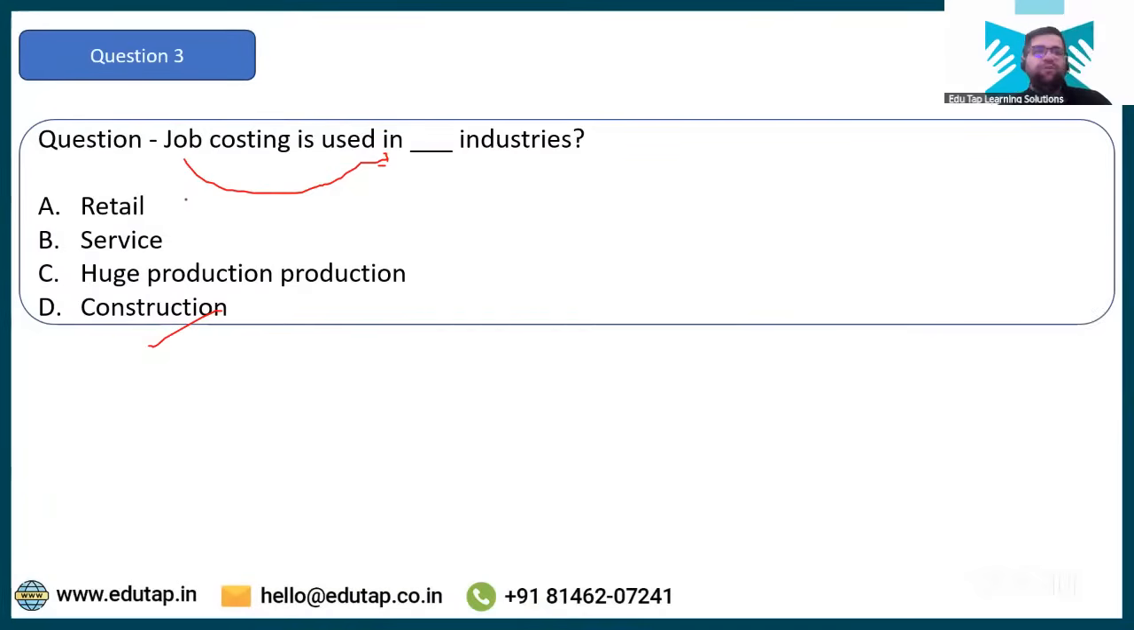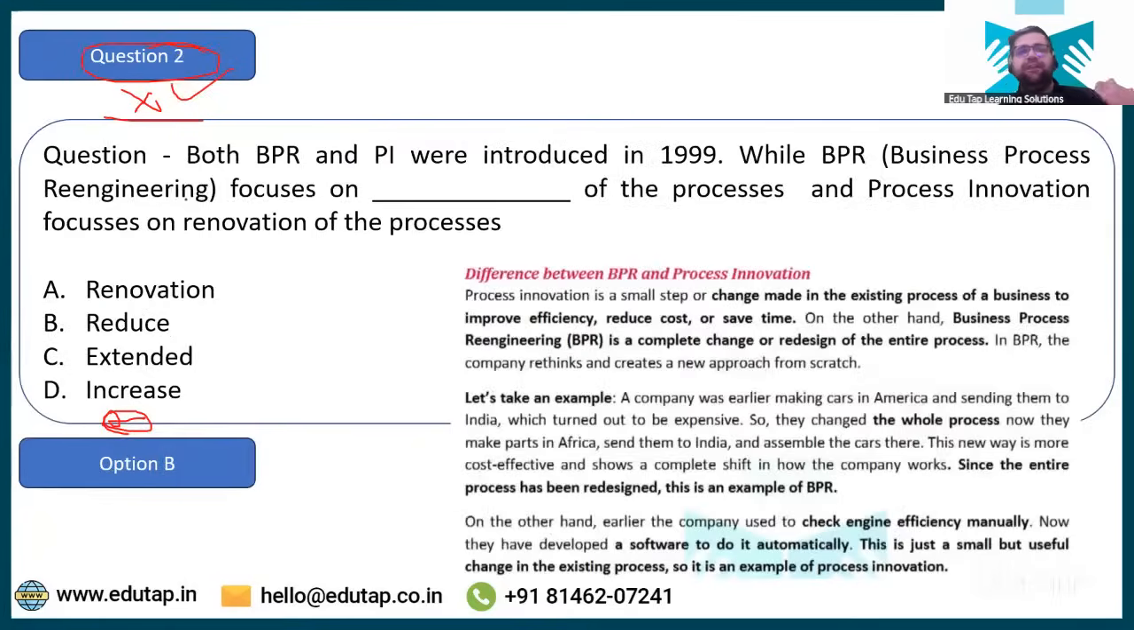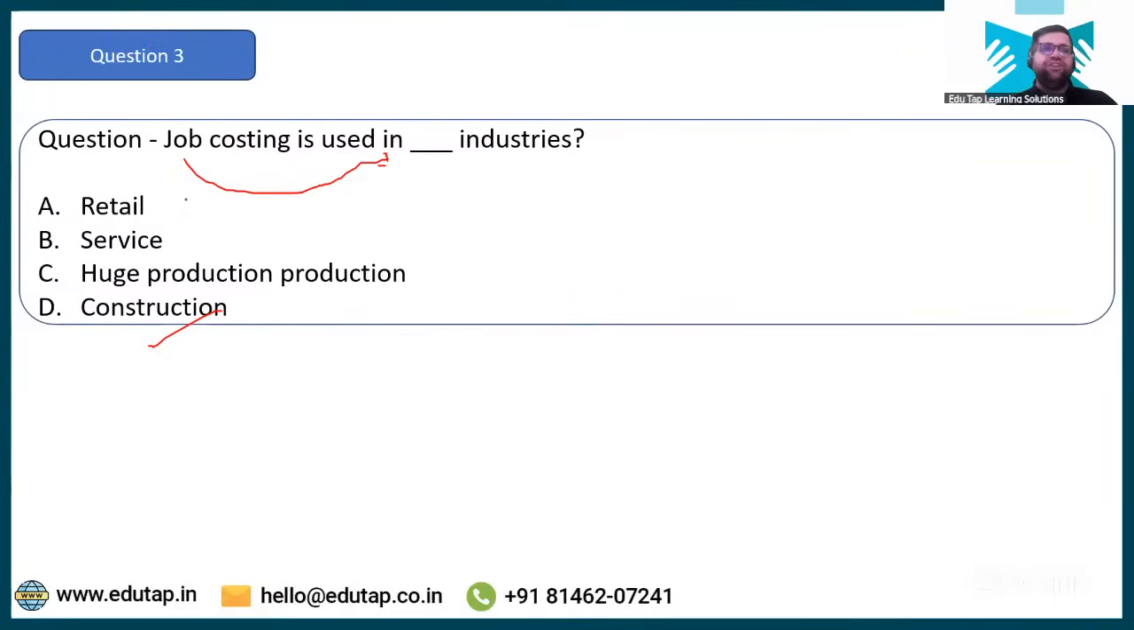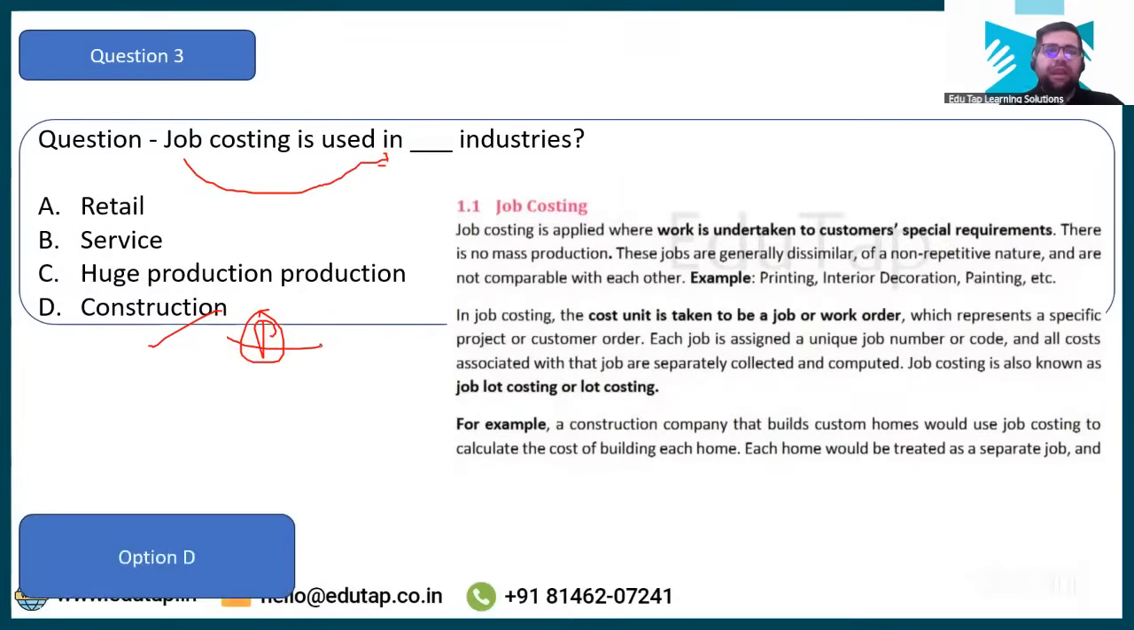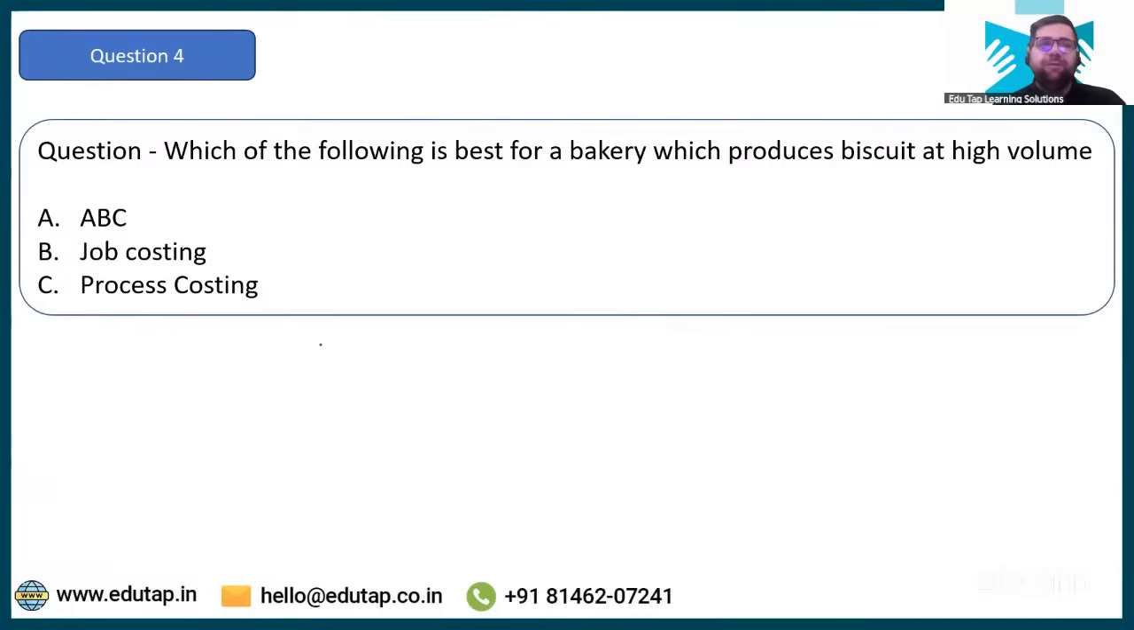Okay, please move from question number 2 to question number 3. If you have marked amend, then yes, amend looks correct in question number 2. Moving forward to question number 3, job costing is used in construction related companies. So the answer which I am giving to all of you is option number D. Right. Now let's move forward to question number 4.